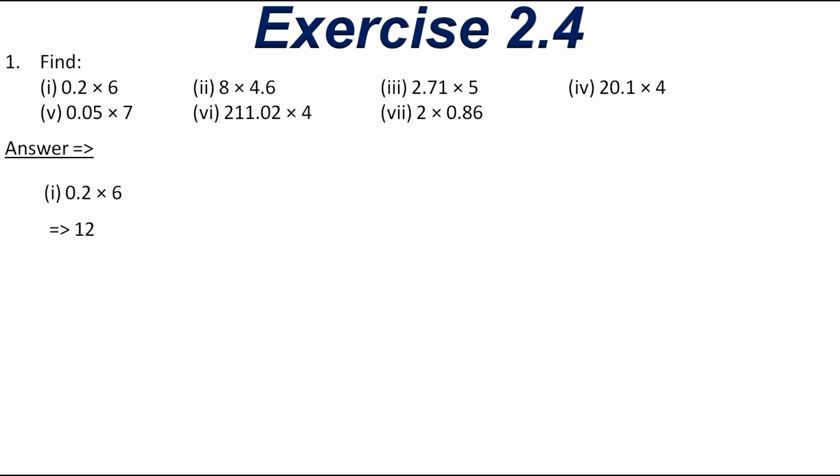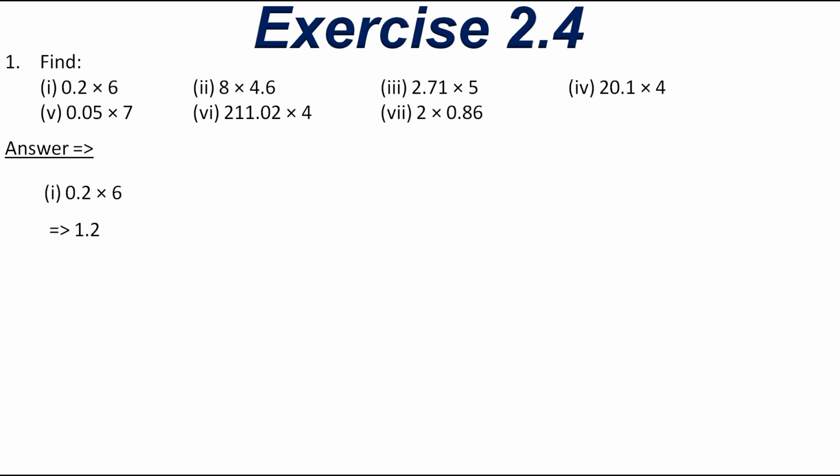2 sixes are 12. But as here we have a decimal point, after multiplying the numbers, we have to think about the decimal. Just think, after the decimal point, how many digits do we have? Here after the decimal point, we have only one digit. So from the right side we have to count the digits. As one digit is there after the decimal point, we put the decimal point before one digit. So this number will be 1.2.